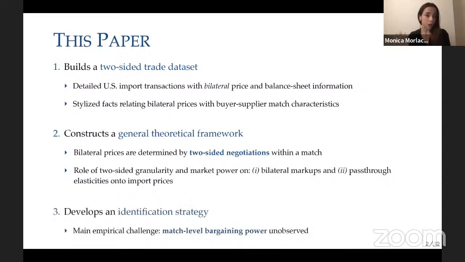The third contribution of this paper, and that I'm going to talk about today, is that we also develop a novel identification strategy for the main model elasticities. And here, the main empirical challenge that we're going to face is the fact that we don't observe the bargaining power that is match specific. So these terms are unobserved, and we provide a novel empirical identification strategy using our two-sided trade data set.